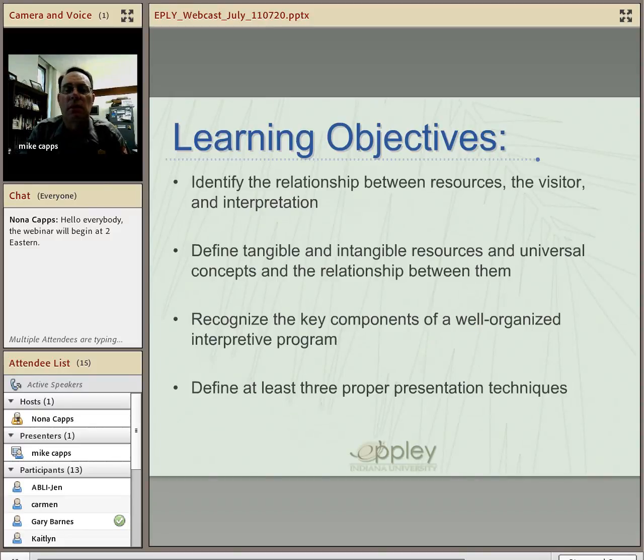Basically, the learning objectives for this afternoon are to identify a relationship between a resource, a visitor, and interpretation. We're going to talk about what tangible and intangible resources and universal concepts mean, what those terms mean. Take a look at some key components of a well-organized interpretive program, and then just touch on a few presentation techniques. Talk a little bit about some of the mechanics of how this is done.